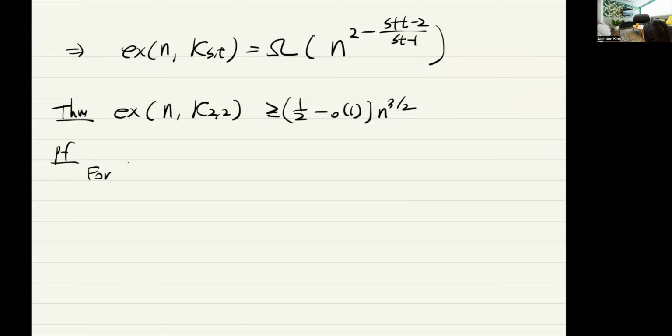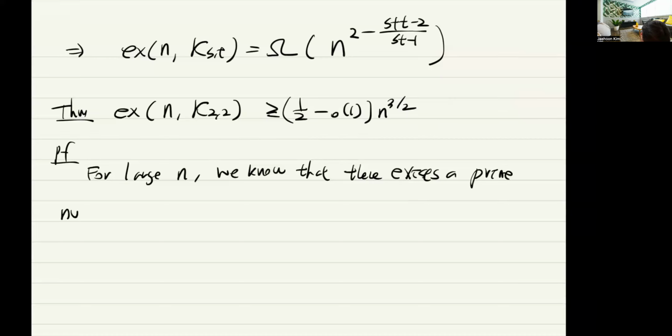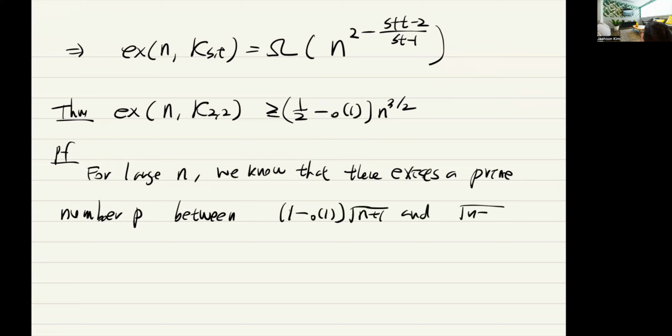So how do you do it? For large n, we only care about large n because we have this little o(1) term. If n is small, you can just take a large constant. As long as this is a function that goes to 0 as n goes to infinity, it's okay. So for large n, we know that there exists a prime number p between (1 - o(1))√n + 1 and √n + 1.